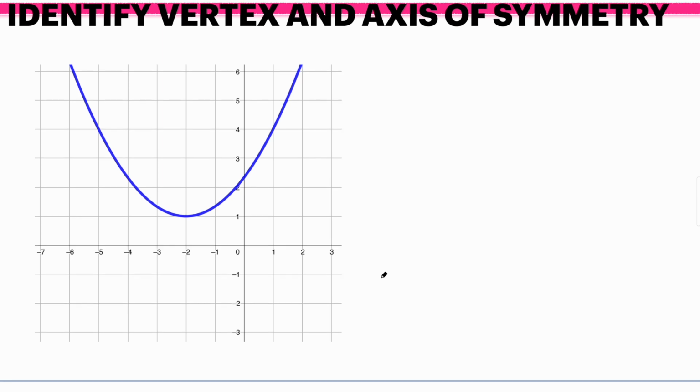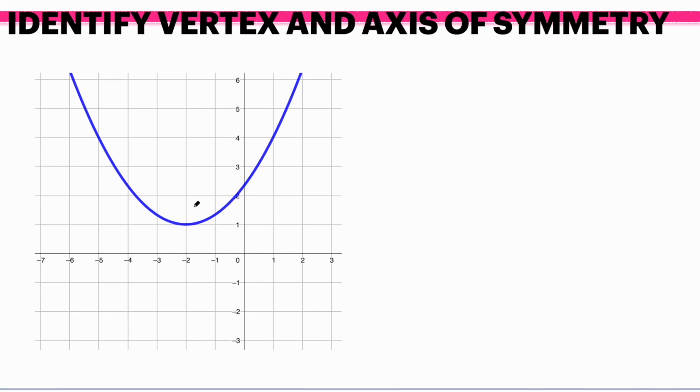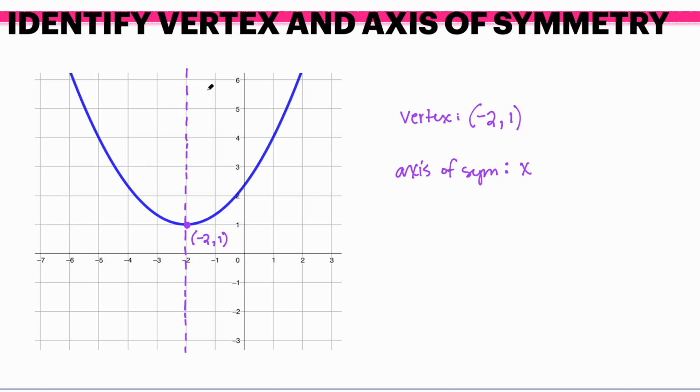So let's identify the vertex and axis of symmetry. In this case, we are looking for the highest or lowest point. We're looking for the lowest point, and this is the point (-2, 1). So therefore, my vertex is going to be the point (-2, 1), and my axis of symmetry is going to be x equals, because if it's a function, it is going to be a vertical line that goes through the vertex, and you're looking for the x value, so it's going to be x equals -2.